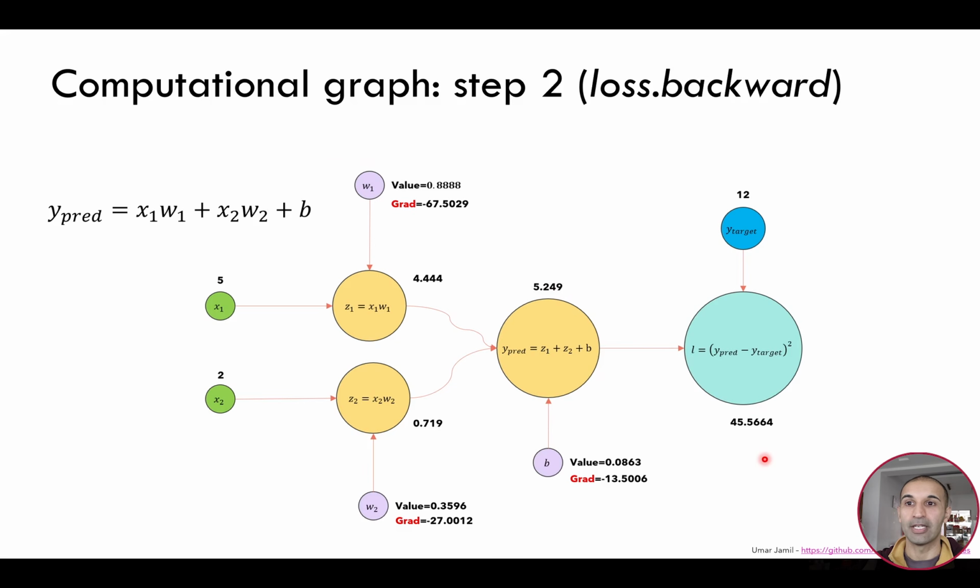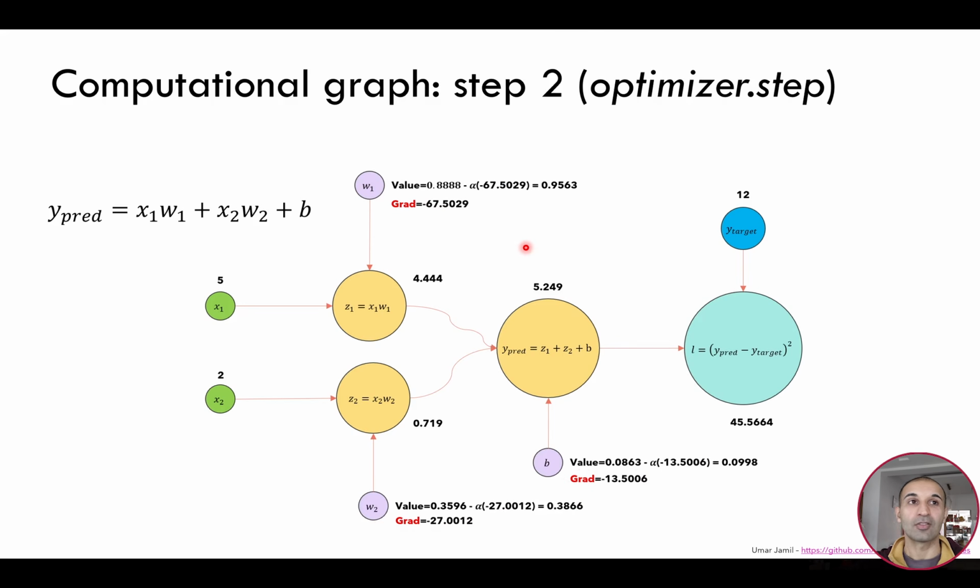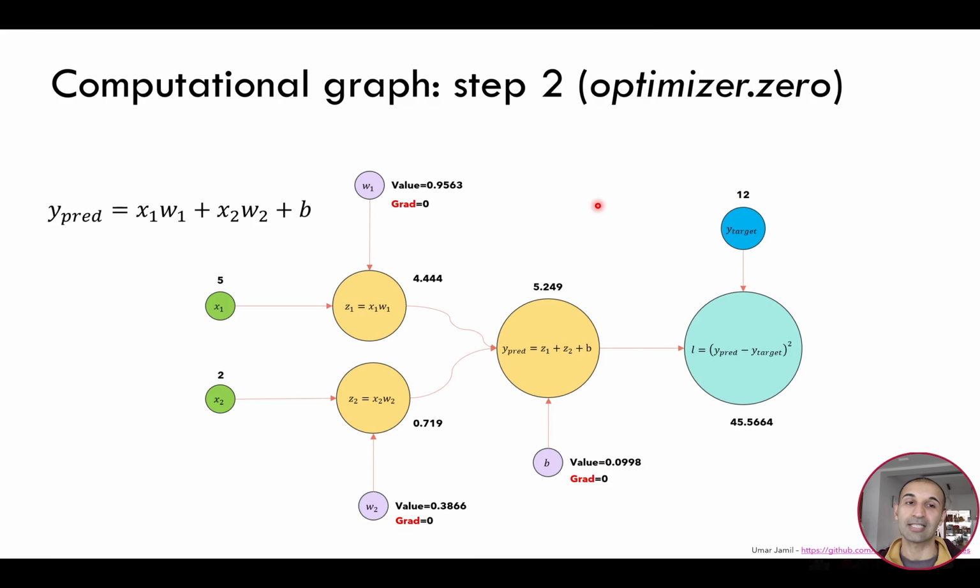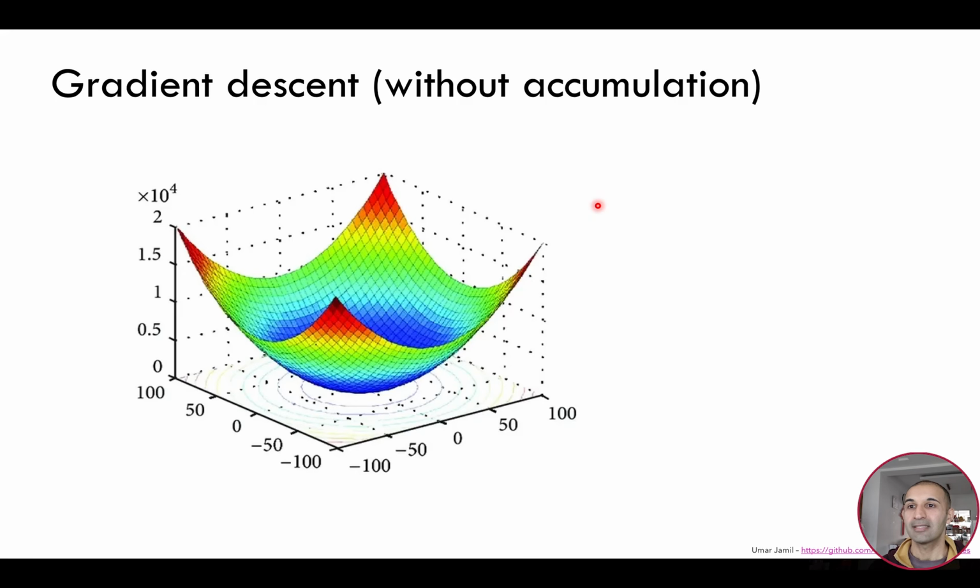The next thing we do is we run loss.backward. With loss.backward, we calculate the gradient of the loss function with respect to each weight, and you can see the gradient here. The next thing we do is we run optimizer.step, which will update the value of the parameter using the gradient that we calculated in the previous step and the learning rate. And finally, we run optimizer.zero_grad, and this will reset all the gradients for all the weights. We may want to visualize this process on the loss function.